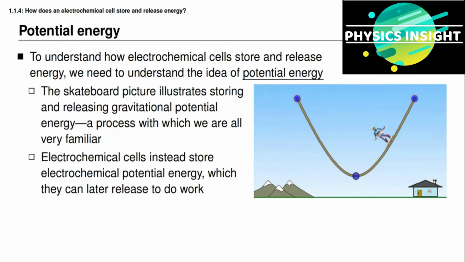We can understand electrochemical cells in a similar way. Electrochemical potential energy can be stored in a battery cell just like gravitational potential energy is stored by the skateboarder at the top of the ramp. When we charge a battery cell, we're bringing it up to a higher state of potential energy. And when we discharge a battery cell, we're bringing it to a lower state of potential energy. And when the cell is fully discharged, it is at the lowest state of potential energy that it can be at, and it cannot be discharged any further, which is like the skateboarder at the bottom of the ramp.